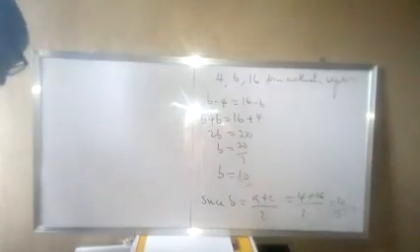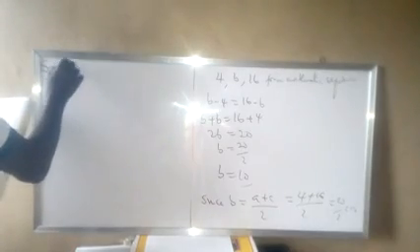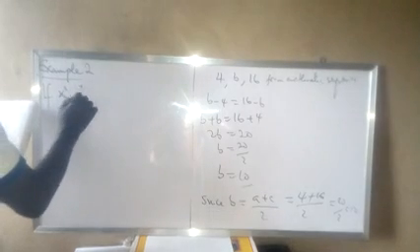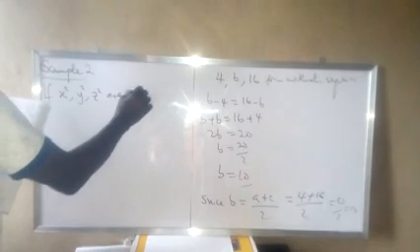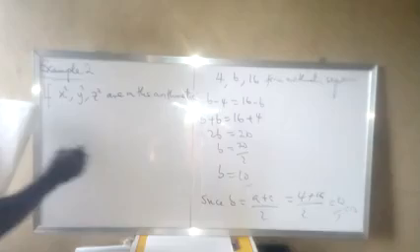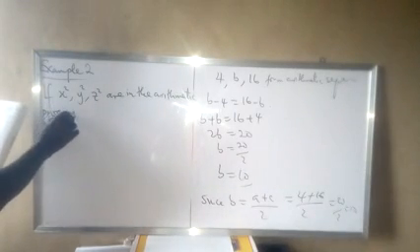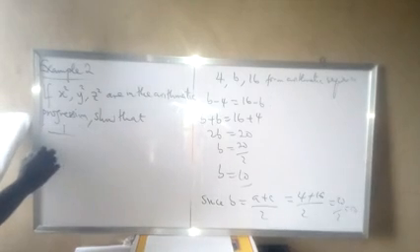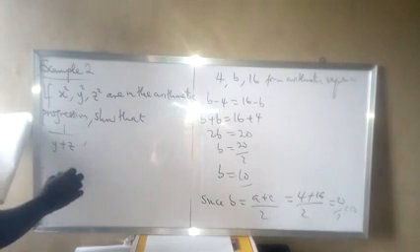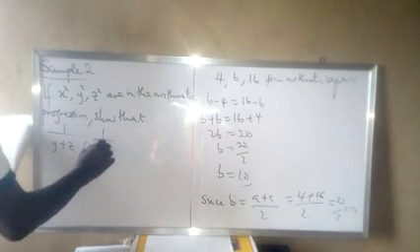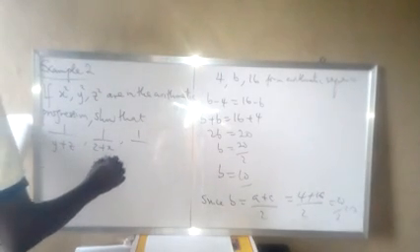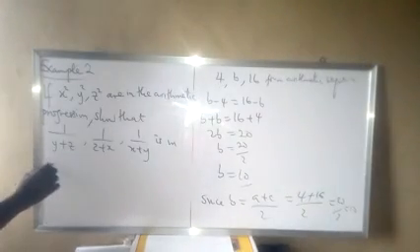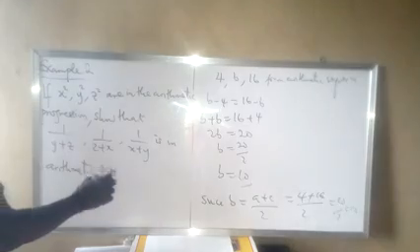Now, another example here is example 2. If x squared, y squared, z squared are in the arithmetic progression, show that 1 all over y plus z, 1 all over z plus x, and 1 all over x plus y are in arithmetic progression. I want to show that this is an arithmetic progression.